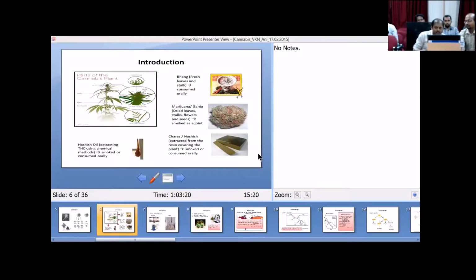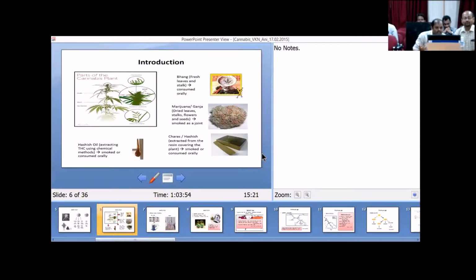Cannabis is a plant which is often grown in dry, arid areas, and from different parts of the plant, different products are available. From fresh leaves and stalk, we get bhang, and from the leaves and the dried stem, we often get ganja. Hashish we get from the resin, and extracted from the resin by organic solvents, we get hashish oil. They have different amounts of the active chemical, tetrahydrocannabinol, from bhang, which may be 2 to 5%, to hashish oil, which can be even 20 to 30%.